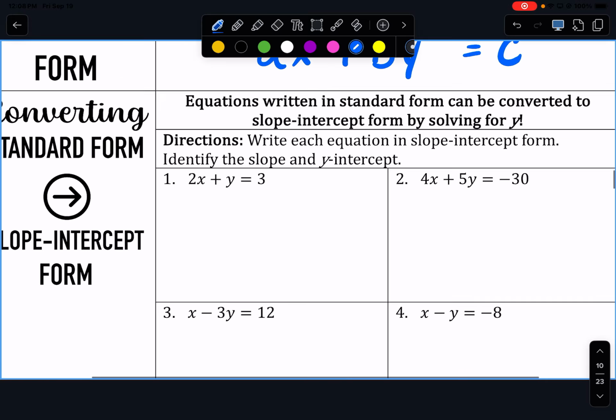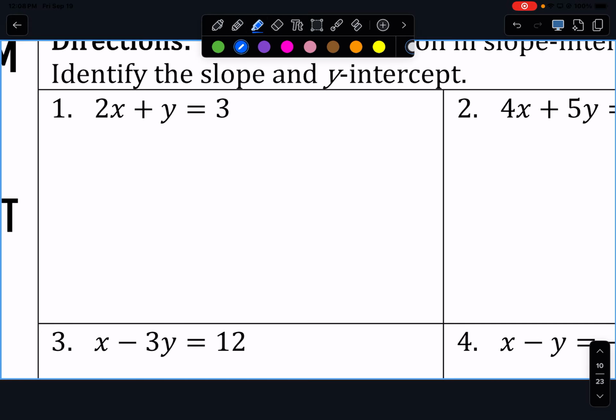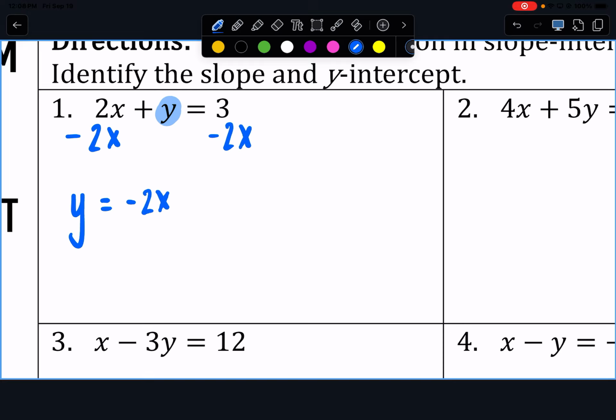Okay, number one. We are going to solve this for y. To get y by itself, I've got to move that 2x. So what do I do? Subtract 2x. So we get y equals, and we're going to rewrite this so that it's in slope-intercept form. In slope-intercept form, it's y equals mx plus b, right? So we need our x term first. So we'll do negative 2x plus 3. And that's how we solve for y.